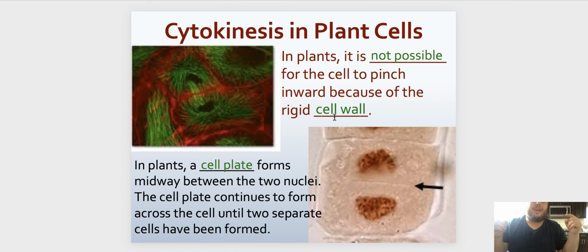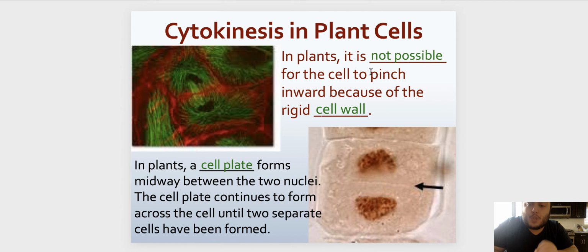How would the cell wall be able to pinch inward if it's so rigid? And the answer is that it doesn't. It can't do that. So in cytokinesis with animals, the membrane, like we saw, creates the cleavage furrow. It just moves inward and it eventually pinches off. Plant cells cannot because of that rigid cell wall.